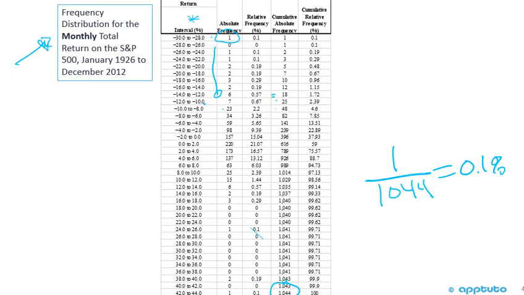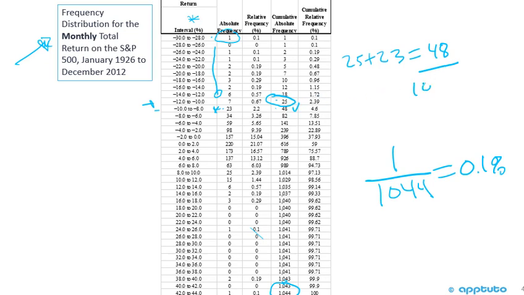For example, if we pick this range right here, we can see that up until this stage, we had 25 observations falling from negative 10% all the way down to negative 30%. Then in the next range, negative 10% to negative 8%, we had 23 months. So 25 months plus 23 months gives us 48 months.